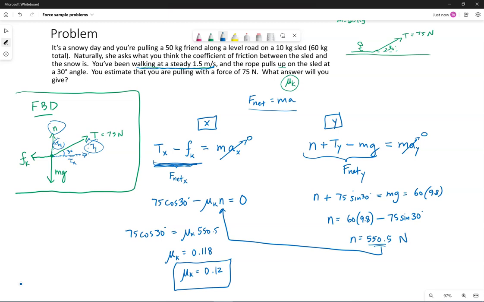Getting pretty close to 0, which makes sense. If we're on snow, it should be pretty slippery. Very little friction. All right. So again, focus on the process. Free body diagram, set up F equals ma for x and y, and then we can start substituting things in.